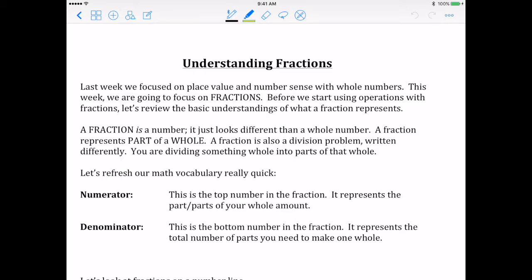First, let's talk about the numerator. The numerator is the top number in the fraction. It represents the part or parts of your whole amount. Next is the denominator. This is the bottom number in the fraction. It represents the total number of parts you need to make one whole.